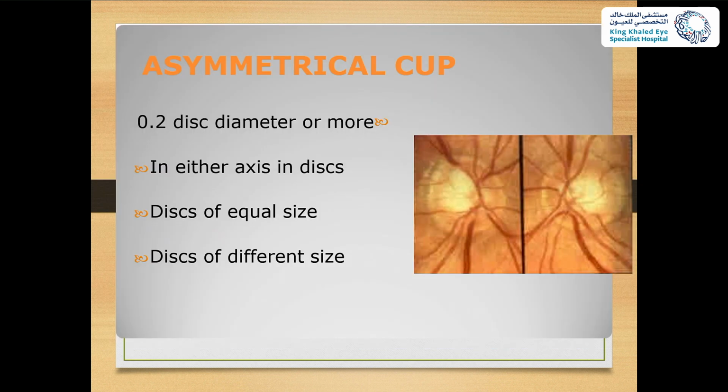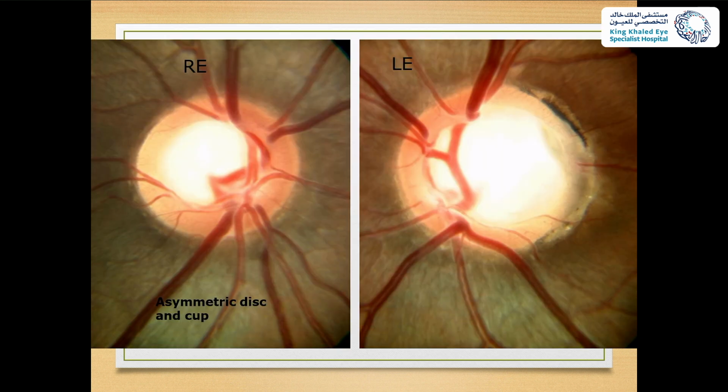For asymmetrical cupping, any difference of 0.2 disc diameter or more in either axis of the disc is regarded as suspicious. When discs are equal in size, fine. Discs of different sizes give you a clue to asymmetrical cupping between both eyes. For example, this is the disc in the right eye and the disc in the left eye. Here it is almost 0.8 or 0.75, and here almost 0.5, so a difference of more than 0.2 makes it a suspicious disc.